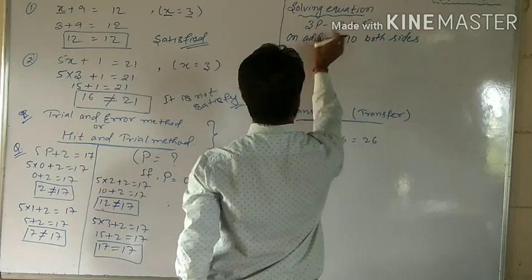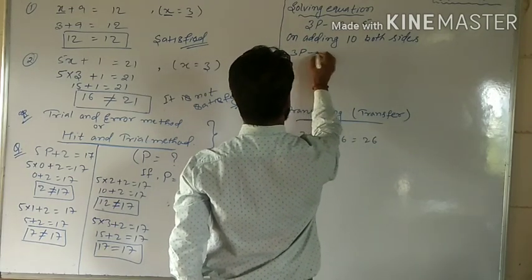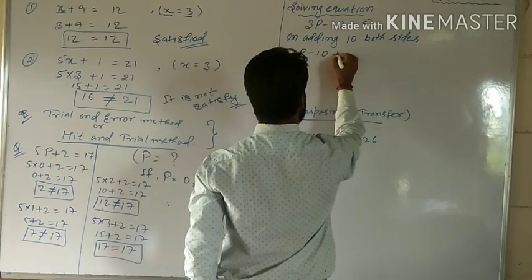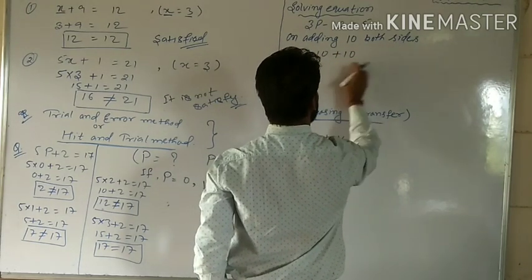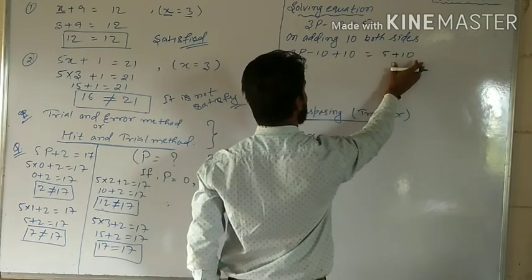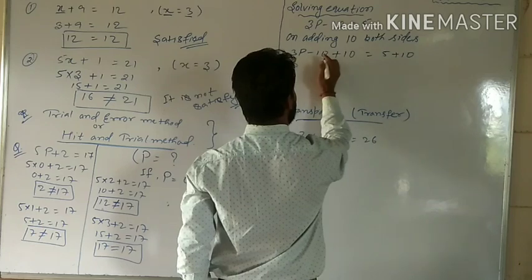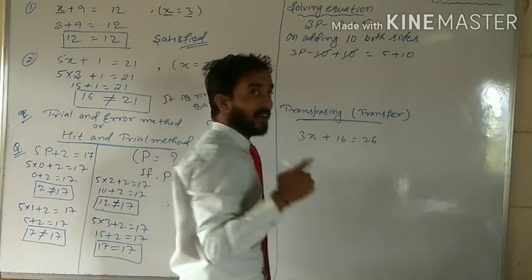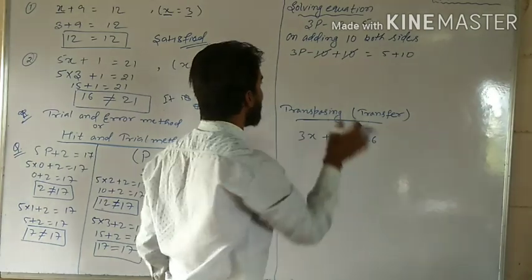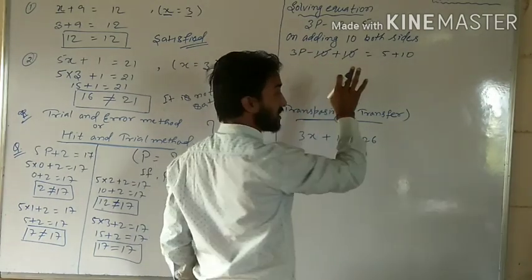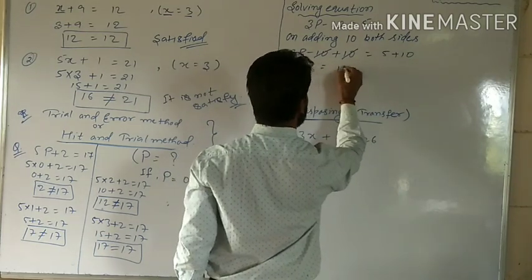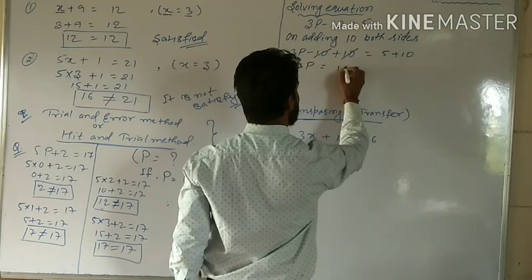Okay, see, what is the equation? 3p minus 10, it is already given. And what are you doing? Adding 10 on both sides. Then plus 10 you have added on this side, and 5 plus 10 you have added on this side. Okay students, see, plus 10 and minus 10 are now eliminated. It means removed, it means cancelled. What is left? Only 3p is equal to 5 plus 10, which is equal to 15.